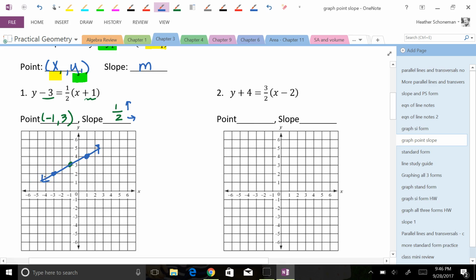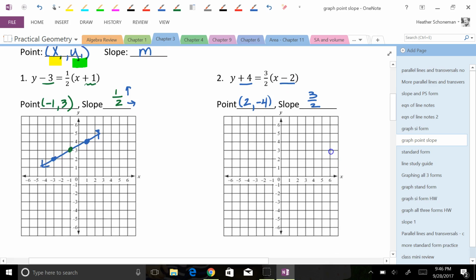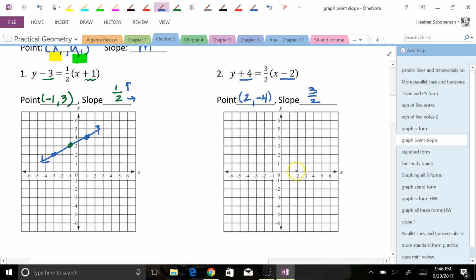On example number 2, the slope again is the number in front of the parentheses, which is 3/2. The point is the opposite of what's with the x, so that's positive 2, and the opposite of what is with the y, so that's negative 4. So we'll start with the only point we have, 2, negative 4. Then we use our slope to find more points. It's positive rise, positive run, up and to the right. Up 2, right 3, down 2, left 3, and connect the dots.